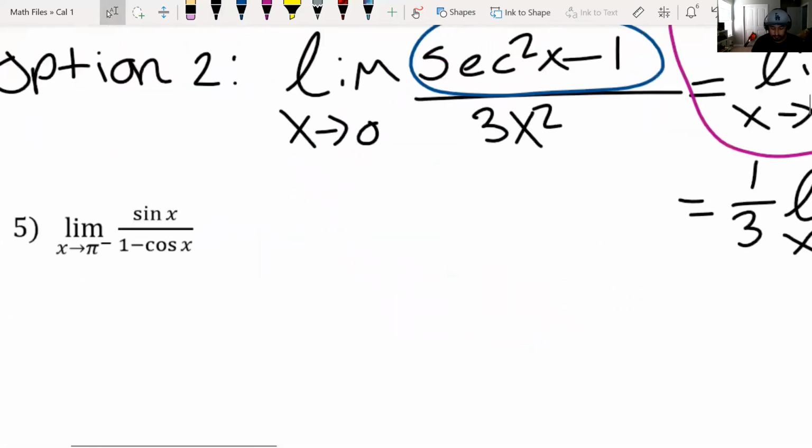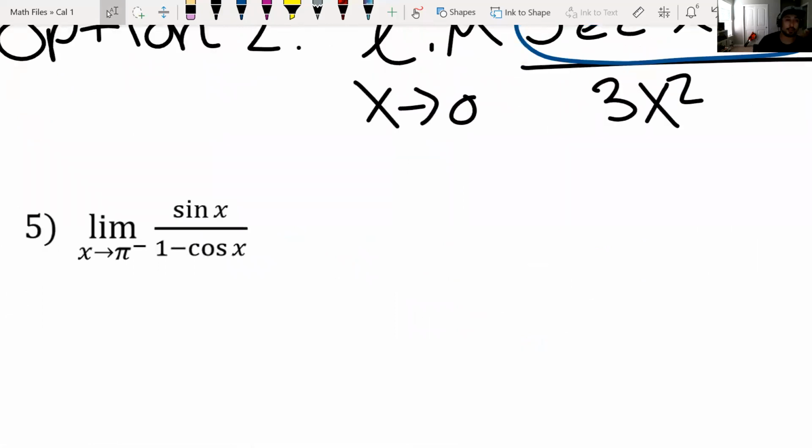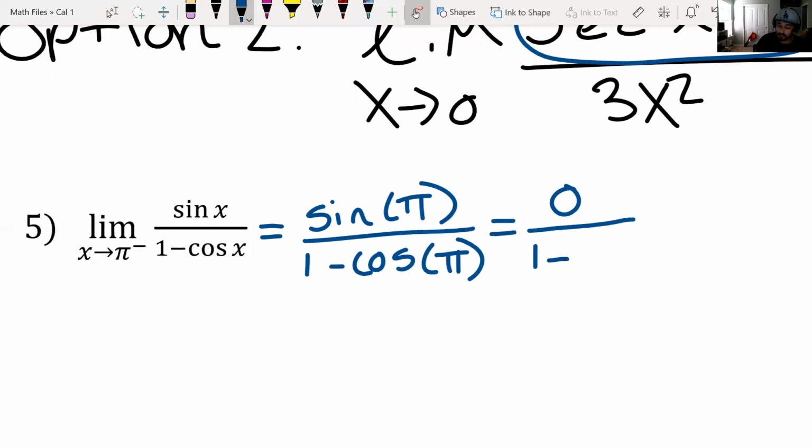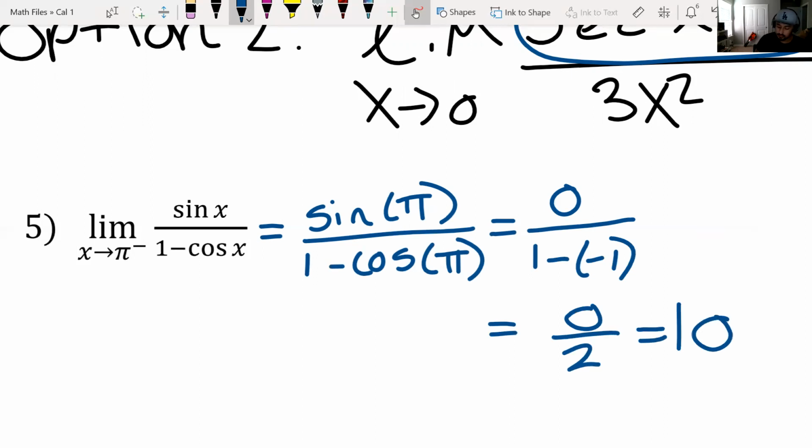Next, 5. The limit as x approaches pi from the left of sine x over 1 minus cosine x. Again, always plug in first. So we get the sine of pi over 1 minus the cosine of pi. Sine at pi is 0 over 1 minus cosine at pi, which is -1. This becomes 0 over 2, which is just 0. Look at that. No L'Hopital's needed.